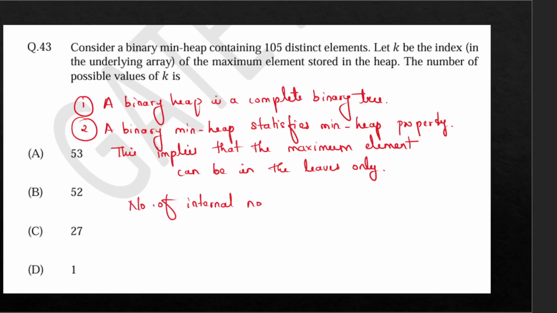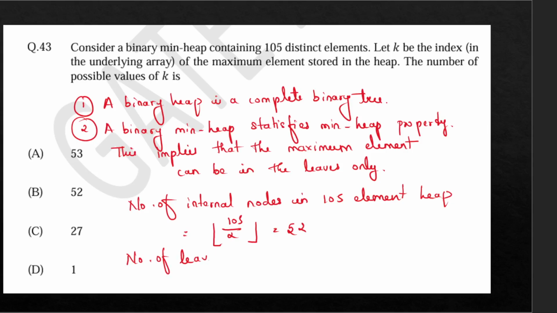So the number of internal nodes in a 105 element heap is the floor of 105 by 2, which will be 52. And if we want the number of leaves, it will be 105 minus 52, so this comes out to be 53. So the answer is A.